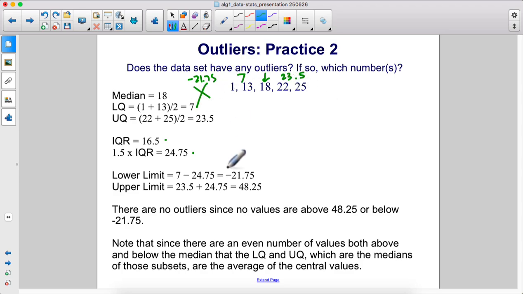Then we take that 24.75 and add it to our upper quartile to get 48.25. Are there any numbers in the data set greater than 48.25? No. Therefore, there are no outliers in this data set.